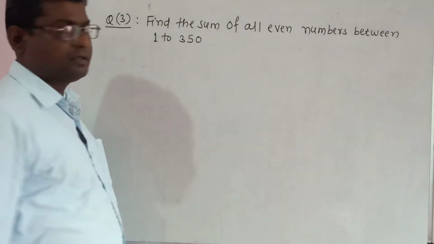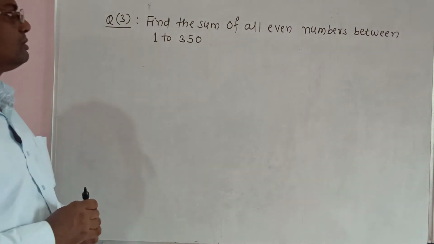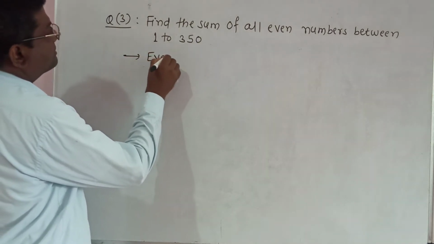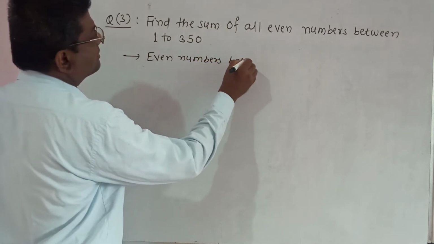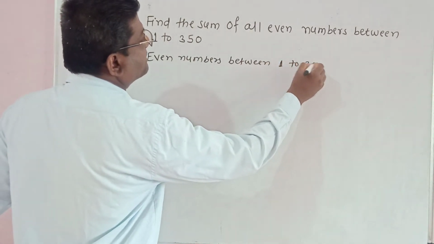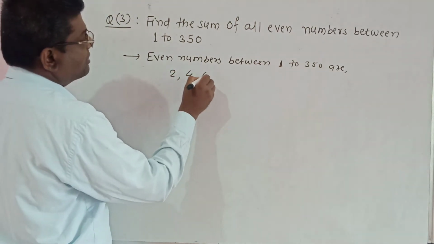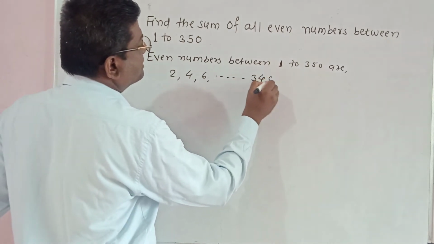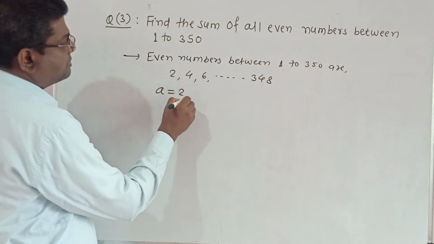Question number 3. Find the sum of all even numbers between 1 to 350. So we write here even numbers between 1 to 350 are 2, 4, 6, and the last number will be 348. Now here the first term a is equal to 2.